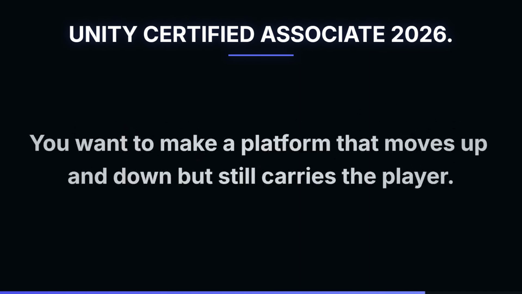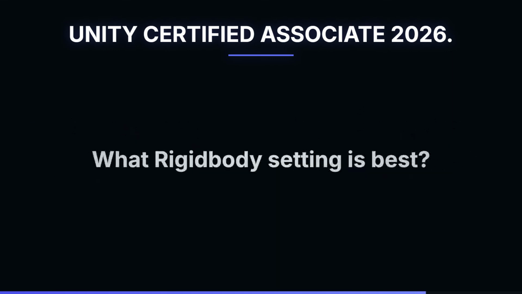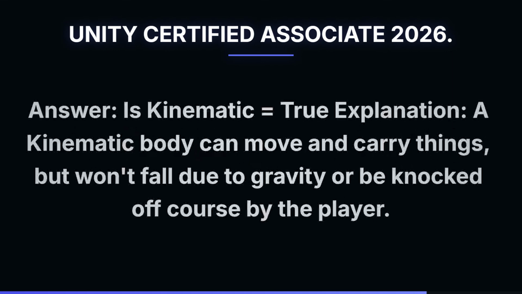14. You want to make a platform that moves up and down but still carries the player. What rigid body setting is best? Answer: is kinematic equals true. Explanation: a kinematic body can move and carry things, but won't fall due to gravity or be knocked off course by the player.